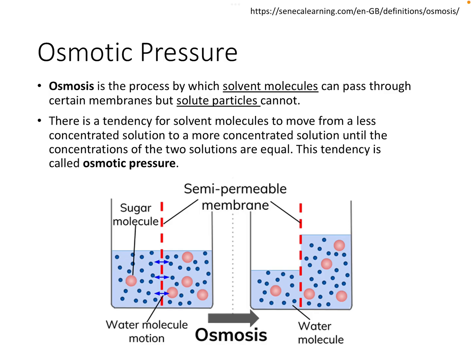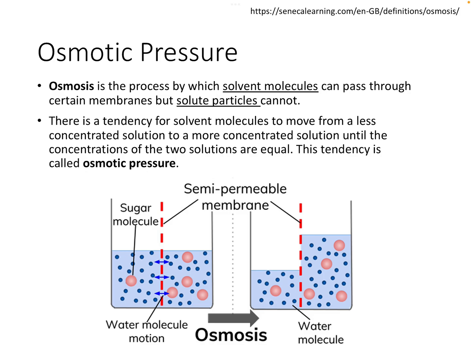In this last video for Chapter 9, we're going to discuss one last thing, osmotic pressure. Osmosis is the process by which solvent molecules can pass through certain membranes, but solute particles cannot. There is a tendency for solvent molecules to move from a less concentrated solution to a more concentrated solution until the concentrations are equal. This tendency is called osmotic pressure. So this does have to do with concentration again.